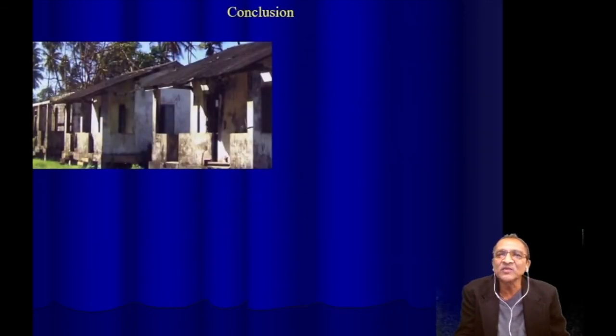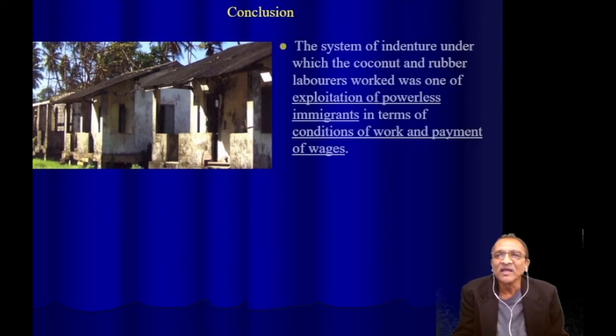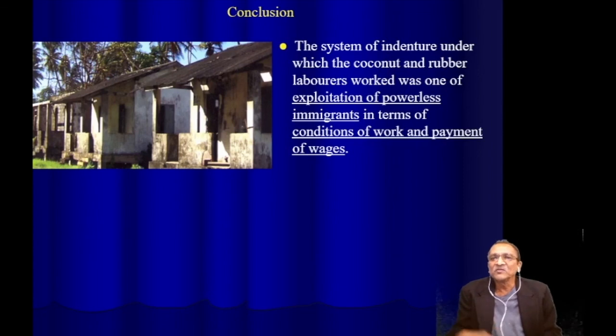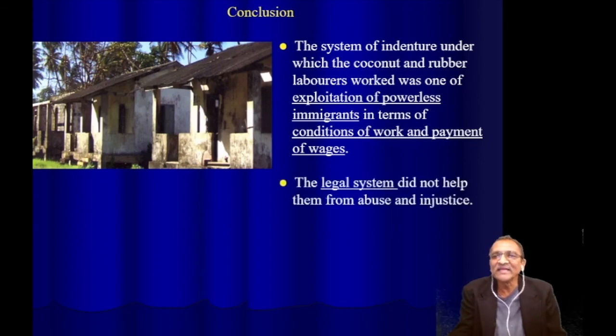So in conclusion, I took this photo again. This is a relic of the past, in barracks in a coconut plantation on the Manzanilla-Mayaro Road. And it was really a system of exploitation of powerless immigrants in terms of conditions of work and payment of wages. The legal system did not help them from abuse and injustice.